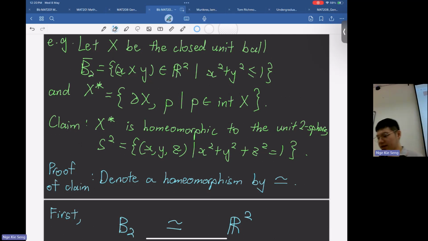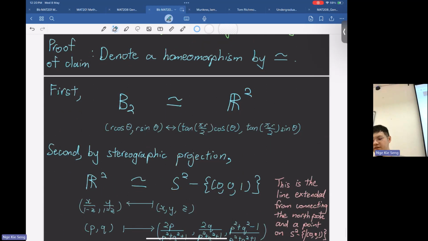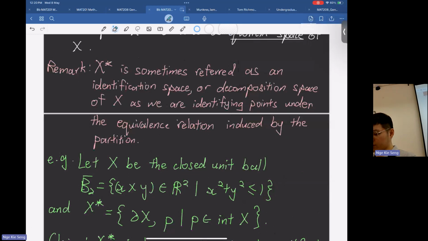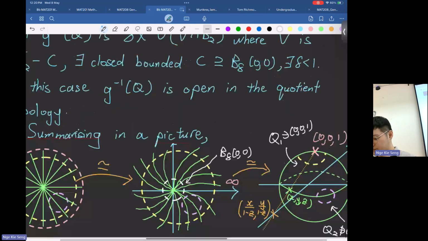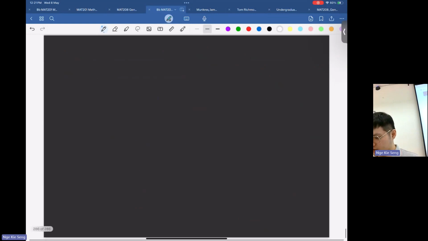Okay, so there's a very algebraic way to do it. First, let me describe the process to you, and then I'll write it down. So first, what can you do? Actually, I'll draw it. Okay, let's start from here.